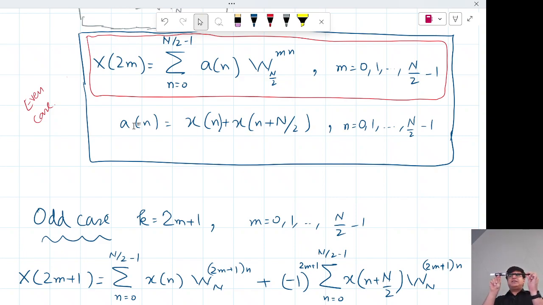Let us say this is going from 0 till 15. So, there are 16 points, right? We took these 8 points, added them into these 8 points. So, what is the length of this sequence now? 8 points, that is it. Similarly, here you can see this n is going from 0 to N over 2 minus 1. So the length of this sequence is N over 2, right?